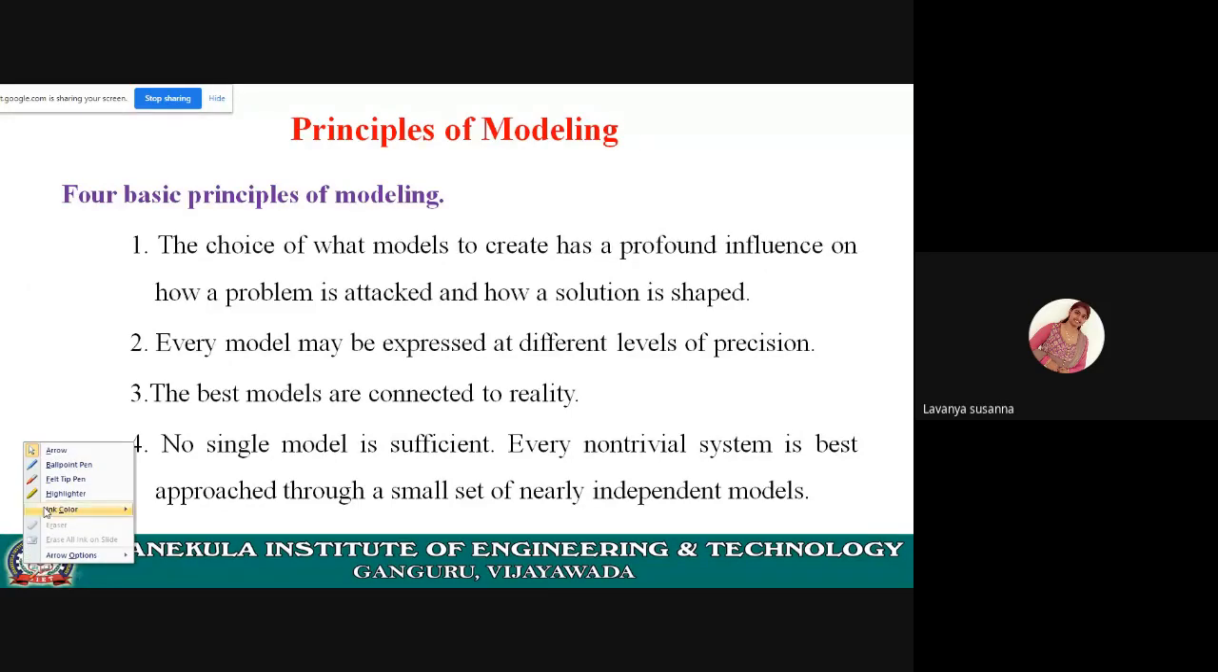Listen carefully. There are four basic principles. What are the four basic principles? Let us see these four basic principles of modeling.